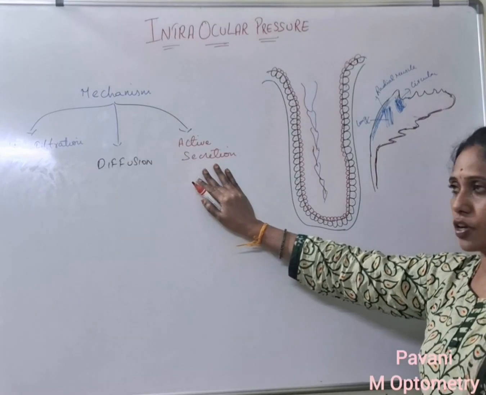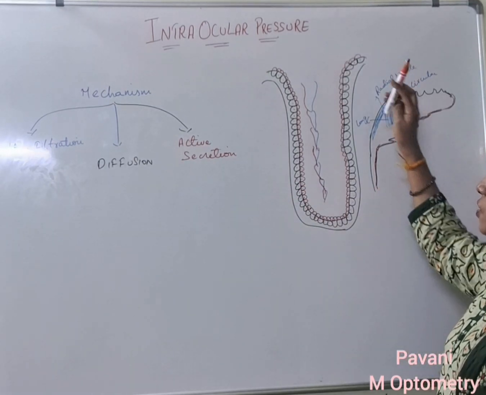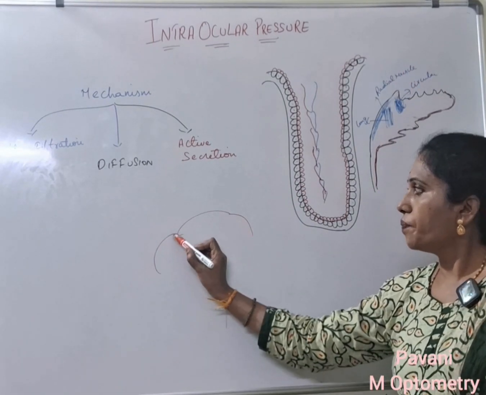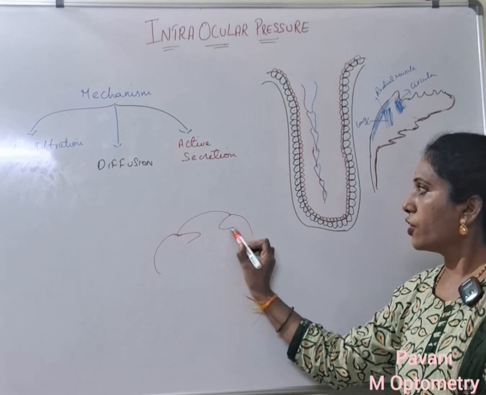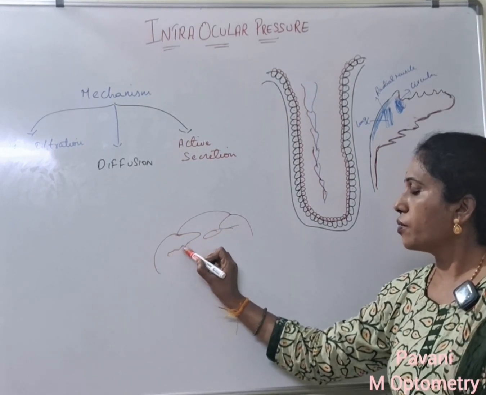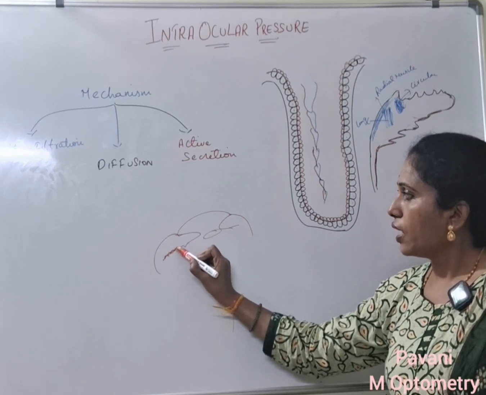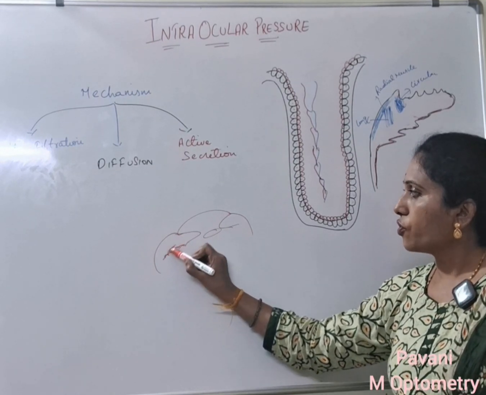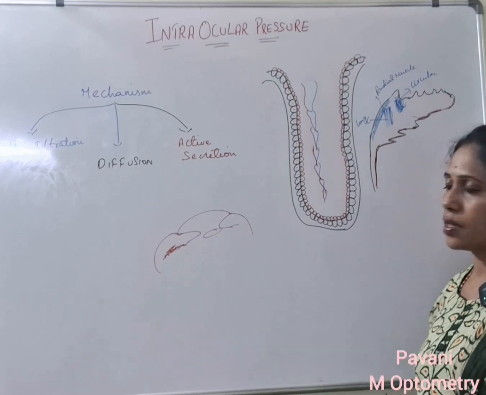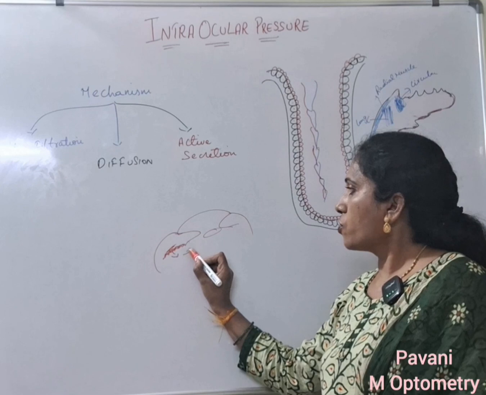Before going into the production of the aqueous humor, first let's go into how the ciliary body looks. If this is your eye, here you will have the iris, here you will have the lens, and this is the ciliary body. In this ciliary body you will have epithelial cells, stroma, and also the muscles. From these projections the aqueous humor is produced.